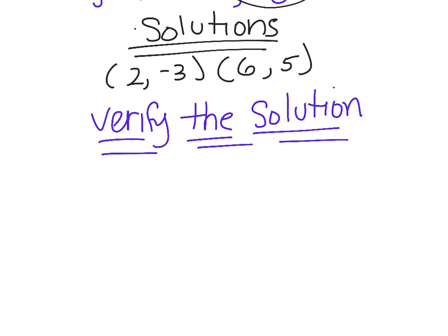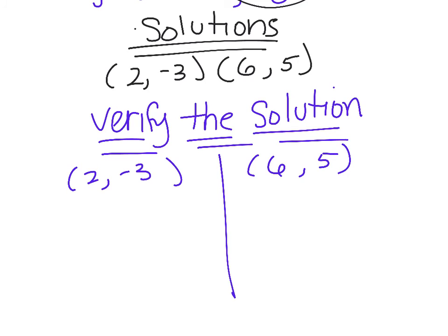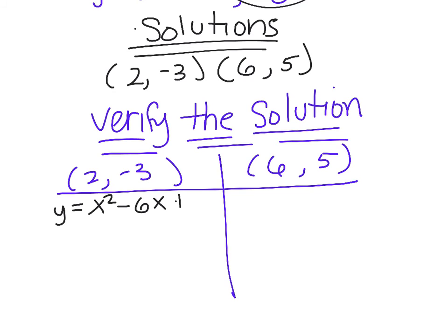All right, so we have 2 solutions. 2 comma negative 3 and 6 comma 5. So you have to check both. So draw a line between them. All right, let's write down the original first equation, which is y equals x squared minus 6x plus 5. Write that on both sides.